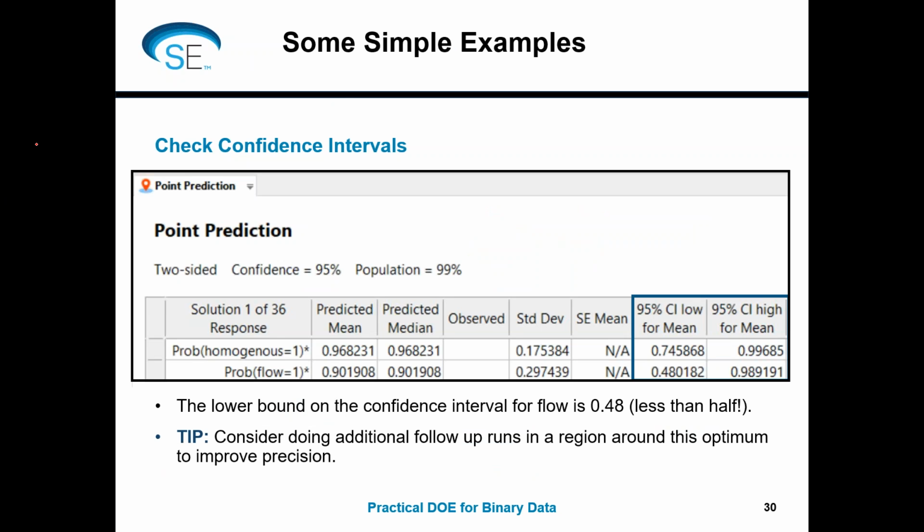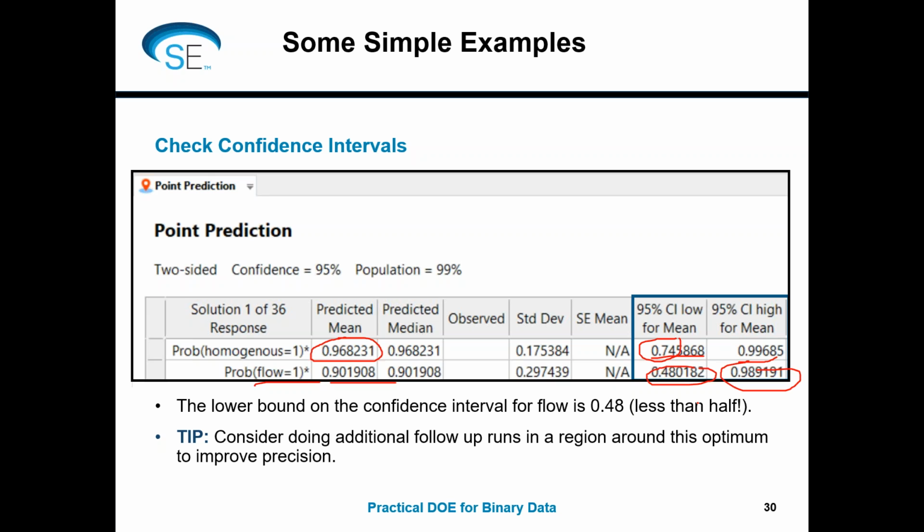Okay, and kind of the last thing you can do is take that solution that's here and check the confidence intervals, because you might run into surprises. At this optimal solution, the probability of getting a homogeneous column is about 0.968. But the confidence interval goes from 0.74 to 0.99, so that lower bound of the confidence interval is actually quite low. And for flow, it's even worse. The probability of flow is 0.90, okay? The confidence interval is 0.48 up to 0.989. Okay, so this confidence interval is incredibly wide here.